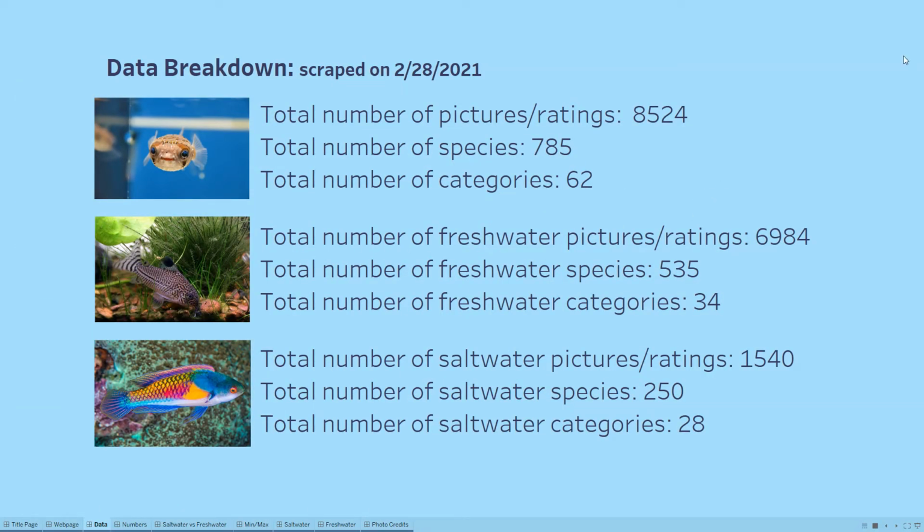I pulled the data on February 28th, 2021. Overall, I ended up with ratings for a total of 8,524 pictures representing 785 species that I assigned to 62 categories.